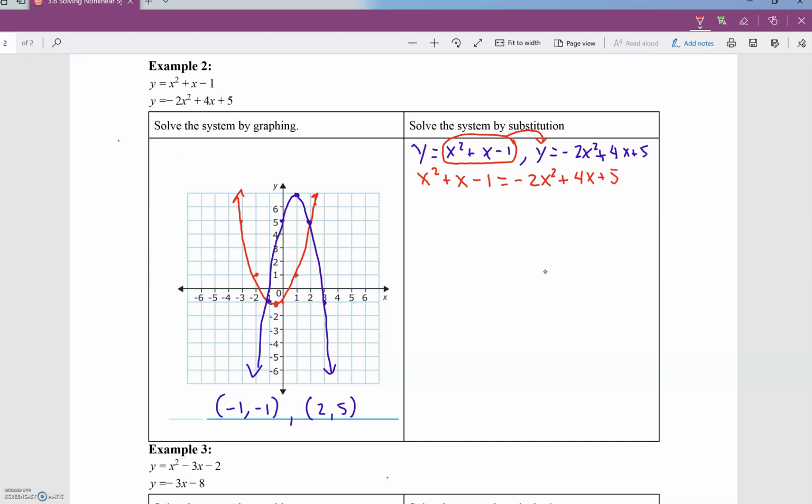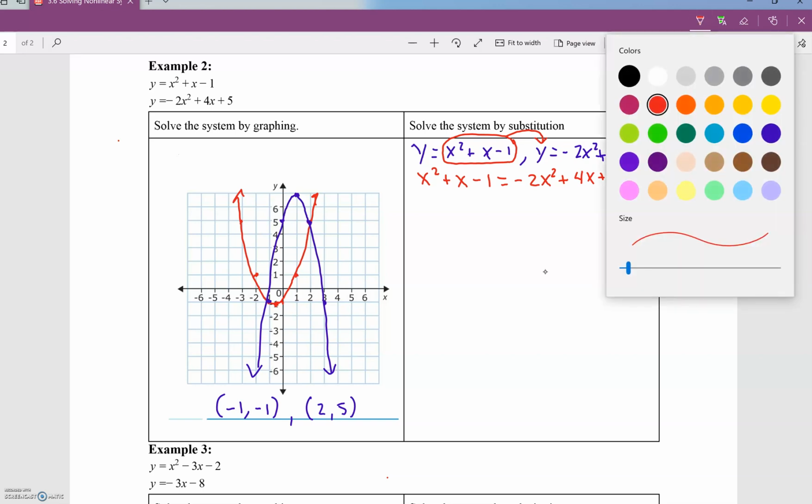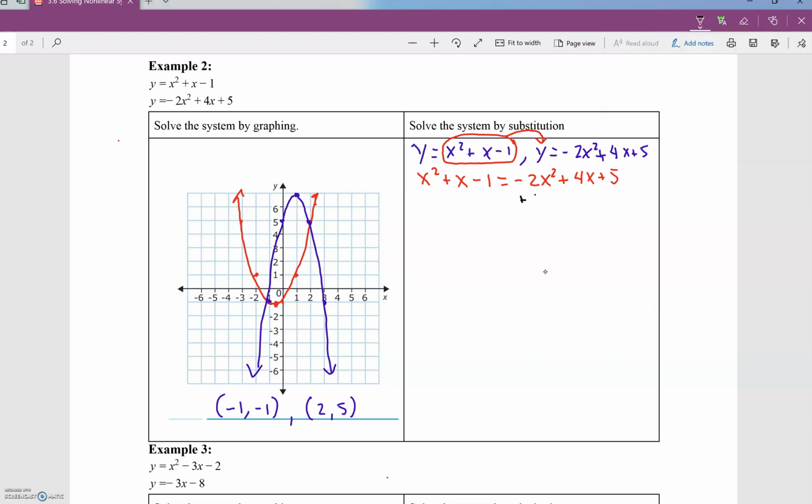Okay, now that I have this equation, I'm going to set it equal to 0. I'm going to switch back to a different color. I'm going to set it equal to 0 by moving everything to the left side. So to 0 out of negative 2x squared, we add a 2x squared. To 0 out of 4x, we subtract a 4x. To 0 out of positive 5, we subtract 5.